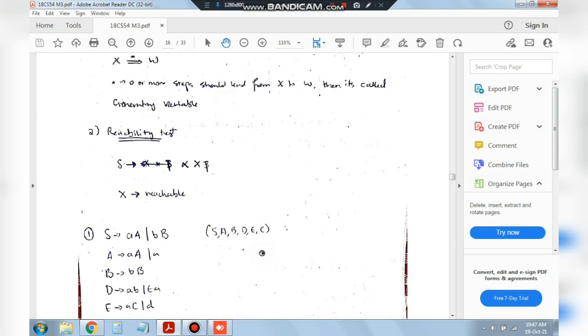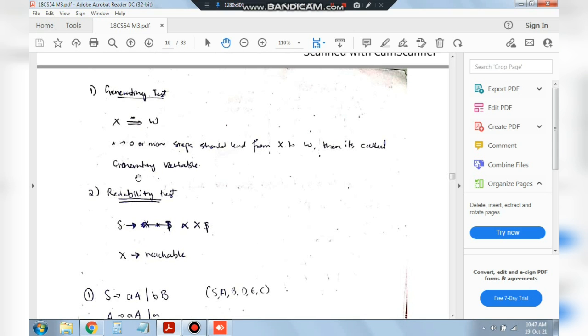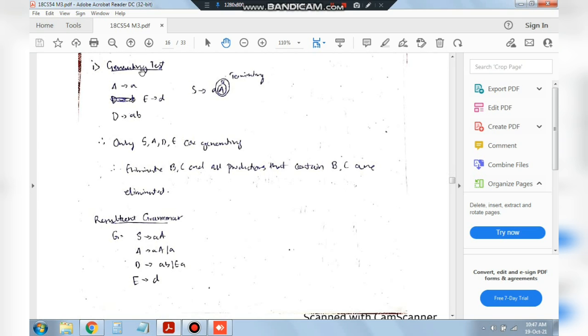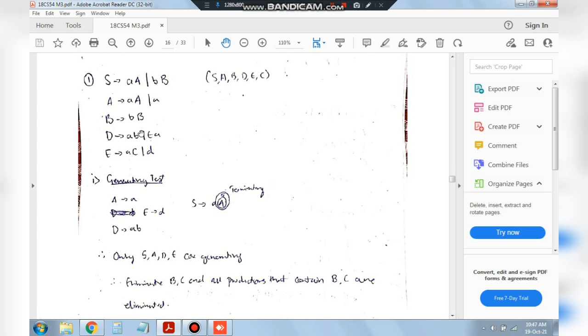The first thing which we are going to learn about is eliminating the useless symbols. Okay, so here we have to carry out two tests: the generating test and the reachability test. Okay, so let's carry out the generating test. In the generating test, looking at this, what you have to do is, you have to choose those symbols except S.